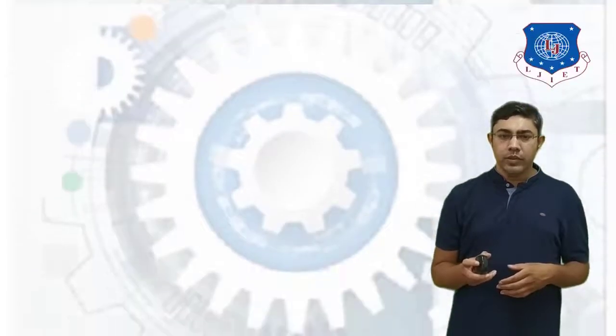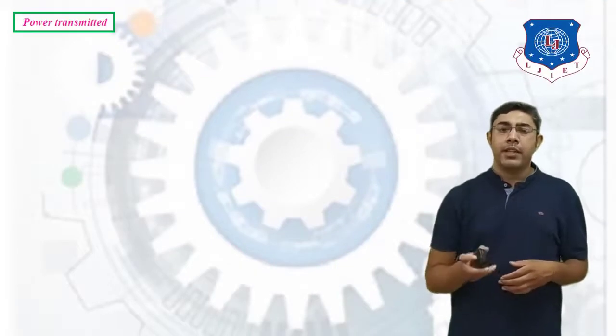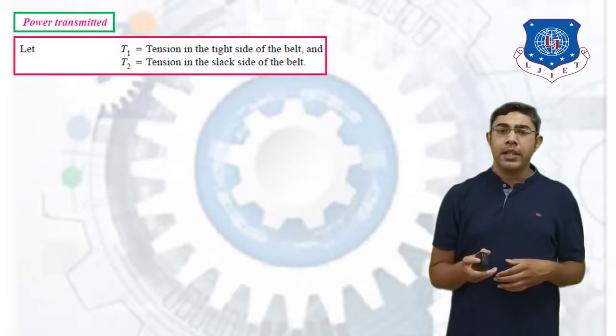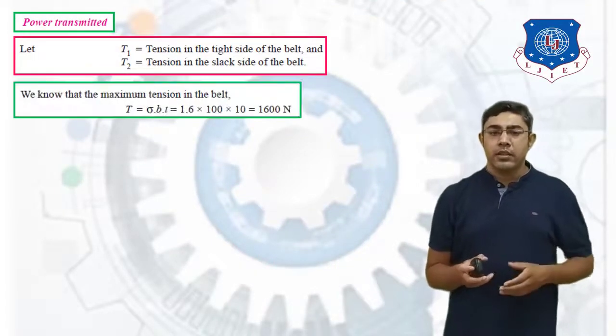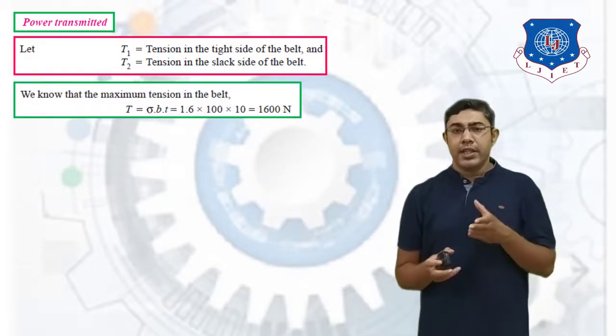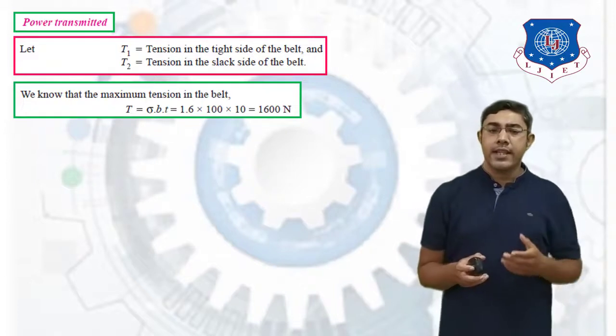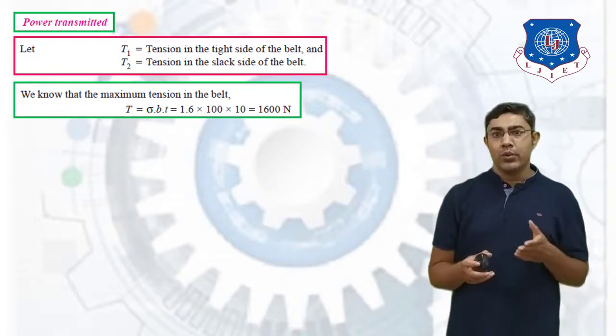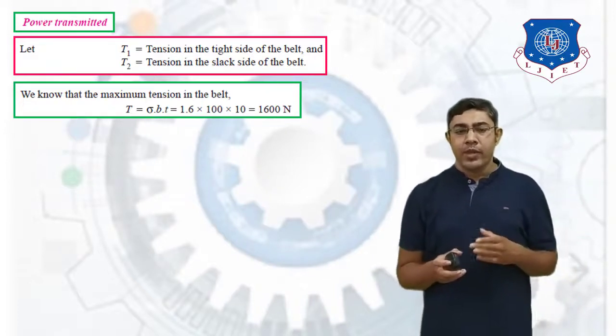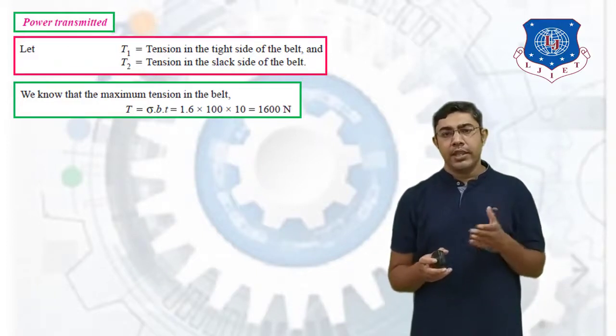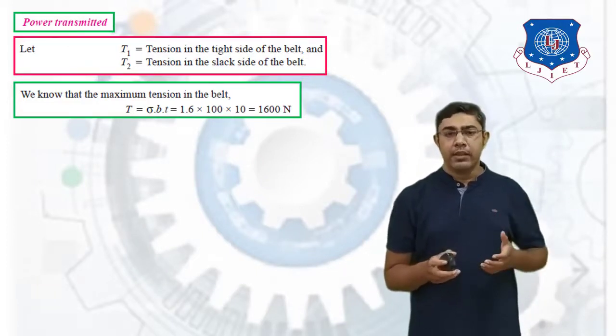Now, as we know, the power transmitted P is equal to (T1 minus T2) into V. Here T1 is the tension in the tight side and T2 is the tension in the slack side. So we have to first calculate T1 and T2 to calculate the power.